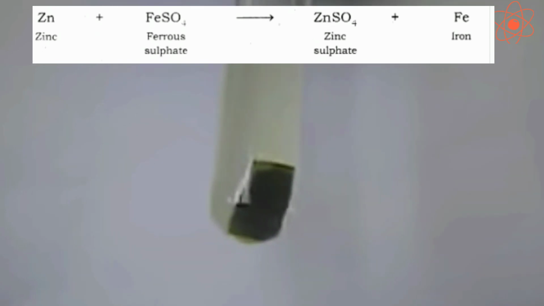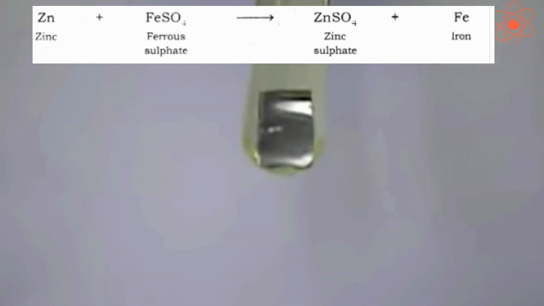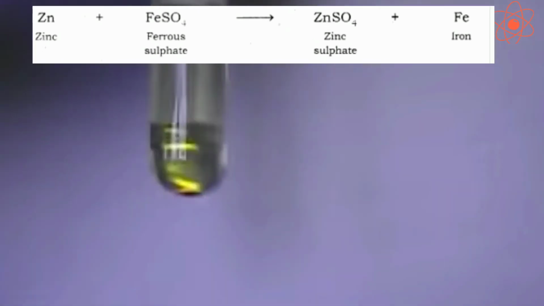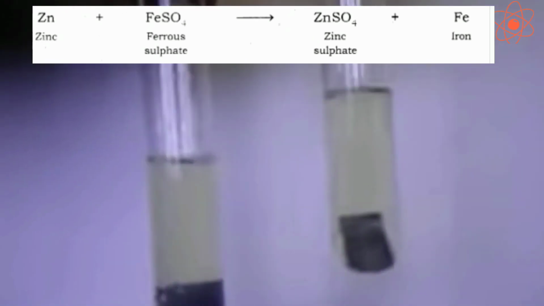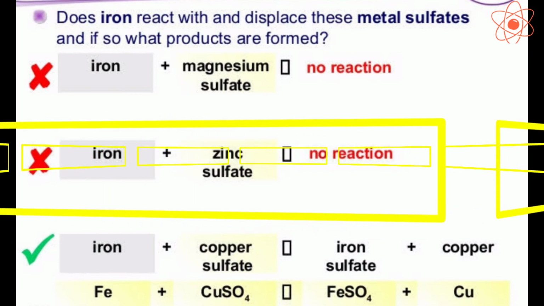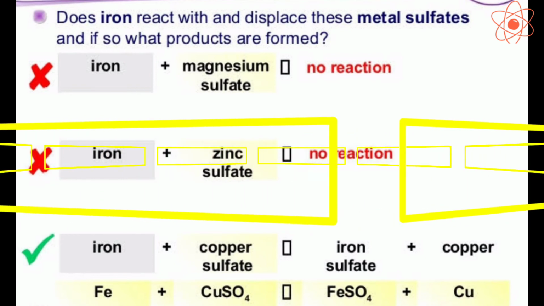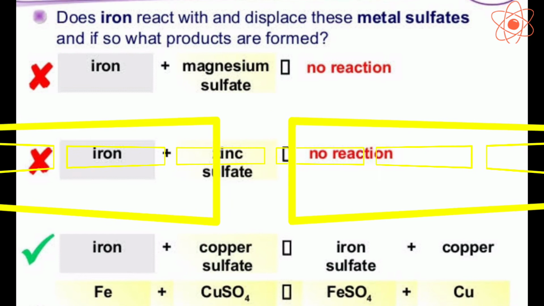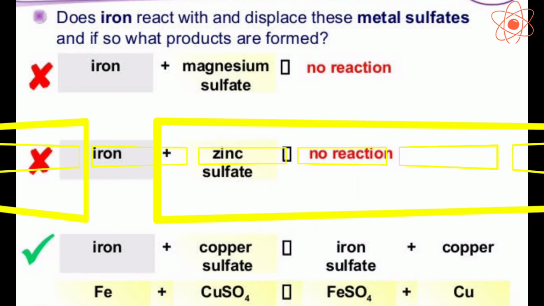Similarly, when a strip of zinc metal is placed in green colored iron sulfate solution for some time, the greenish color fades. It becomes a colorless zinc sulfate solution. However, if we place an iron nail in zinc sulfate solution, then no displacement occurs because iron is less reactive than zinc.